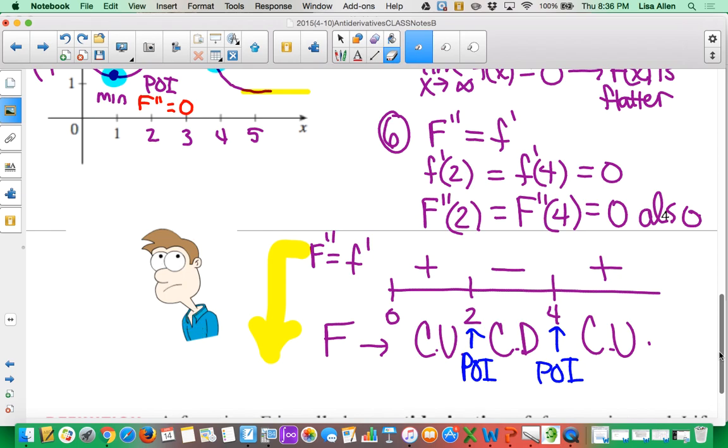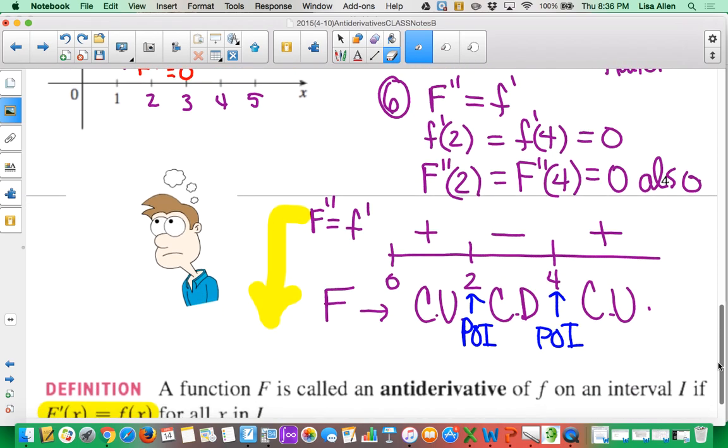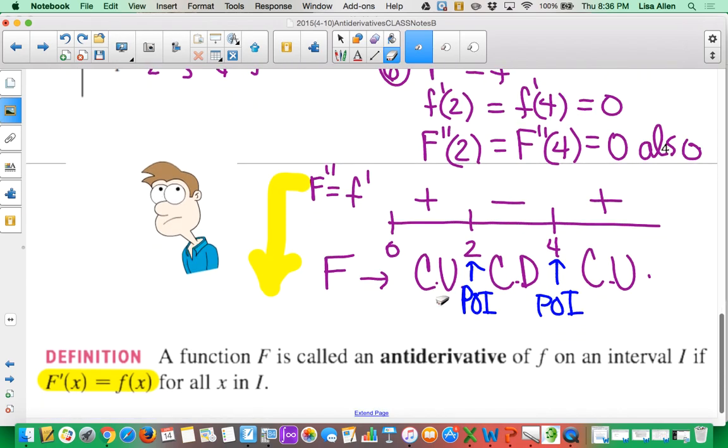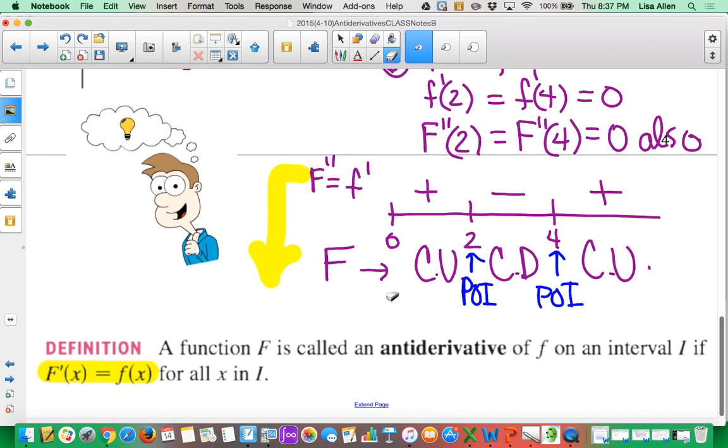We found that the graph of F was concave up from 0 to 2 and 4 to infinity, and concave down from 2 to 4, because we found that the second derivative carried the same sign as the first derivative of lowercase f. So let me say that again. The second derivative of capital F was the same as the first derivative of lowercase f.